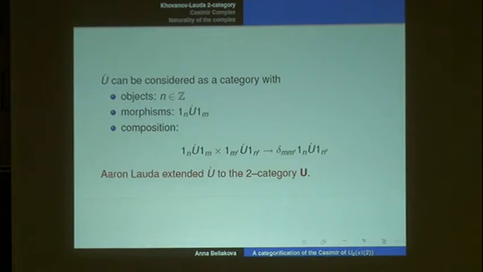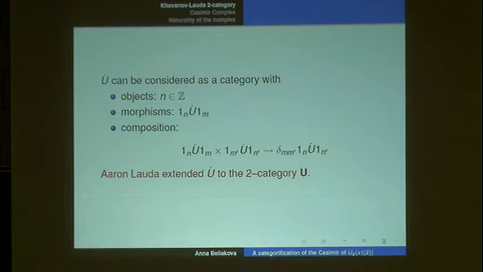And what Aaron did in the case of sl2, and together with Mikhail Khovanov they did for sl_n, is that they extended the structure to the structure of a 2-category. A 2-category just means that you forget about objects, you look at the morphisms, and these morphisms form again a category. So you have a set of morphisms between morphisms, which are called 2-morphisms. So they really constructed a whole set of 2-morphisms and relations between them. And this is probably the first result in this direction.